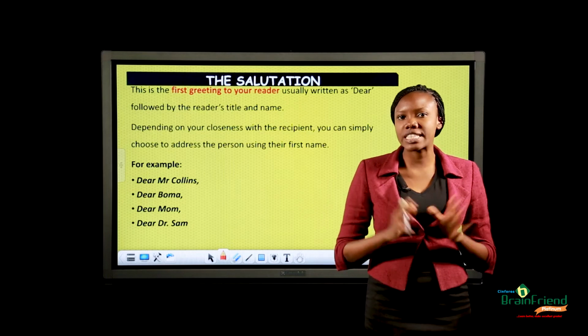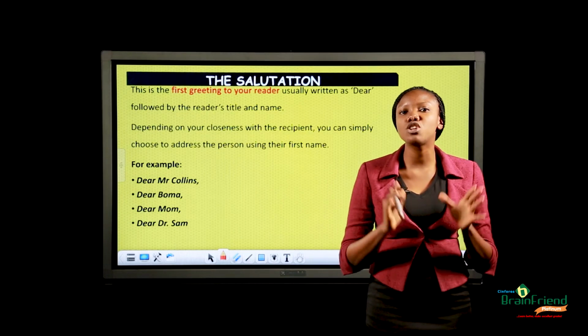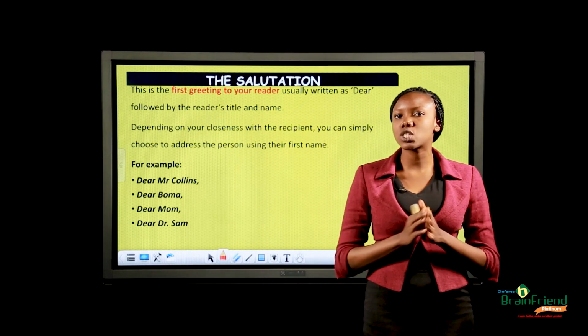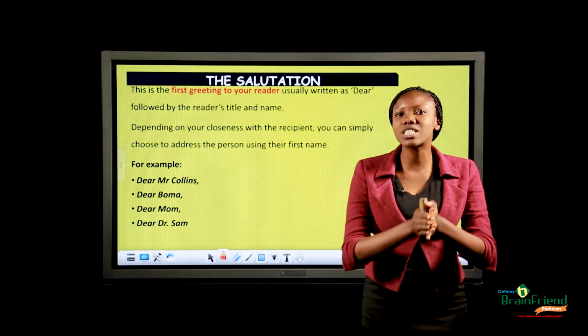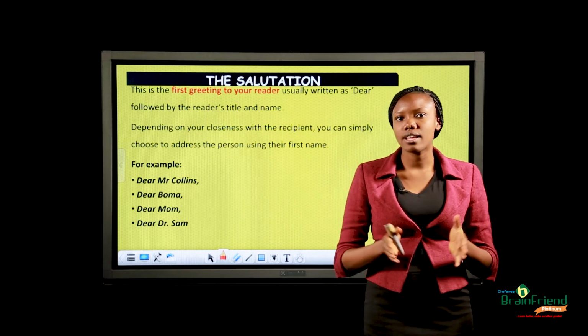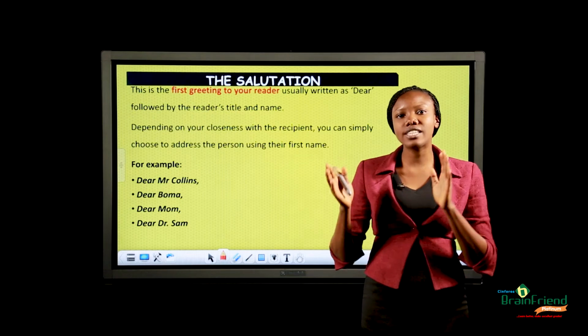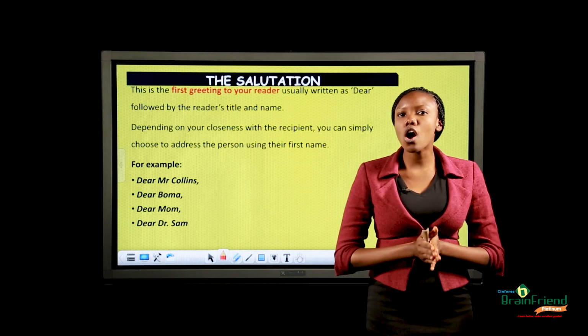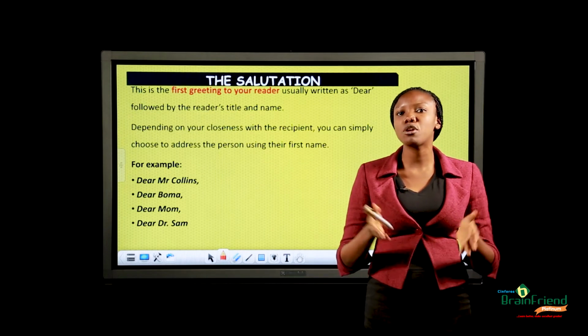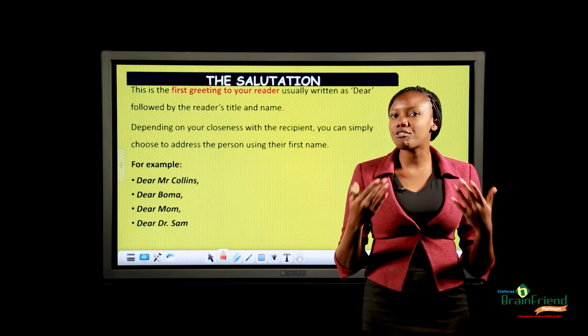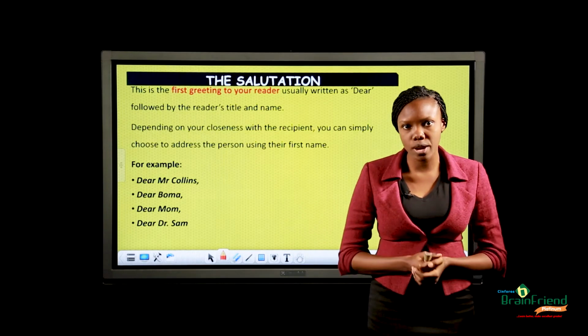Next, we have the salutation. Salutation is greeting. This is the first greeting you give to the recipient of your letter. And most times we start with dear. You can say dear, then the name of the person or the title of the person followed by the name, depending on your relationship with the person.